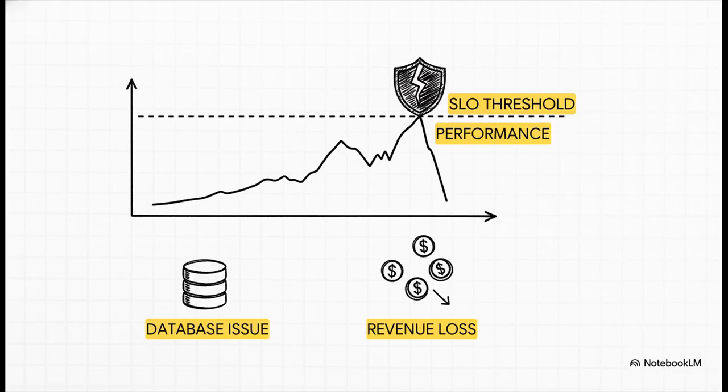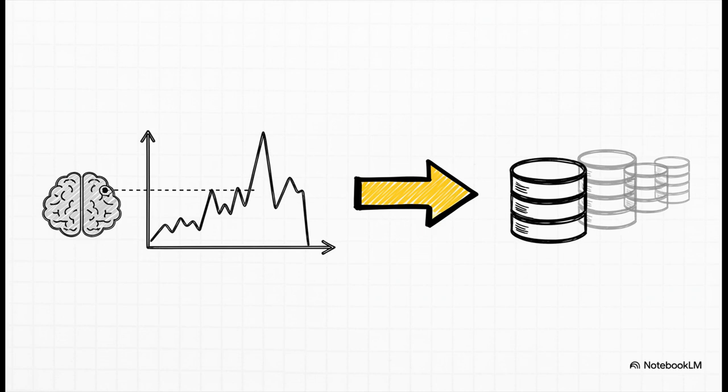Or how about this one? It happens all the time. A key database starts to slow down, breaching its service level objective. Every single second of that downtime is costing you money. And this is the incredible part. Before an engineer's pager even goes off, the AIOps brain detects the weird latency. It understands what's needed, and it automatically triggers a scaling event for the database. The issue gets resolved before it ever becomes a major incident.